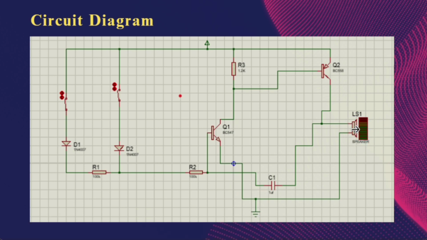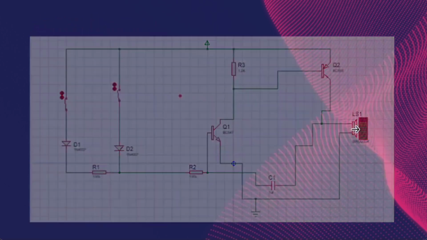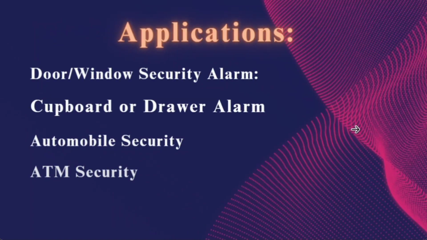So moving forward to the applications of this circuit. First is door or window security alarm. Second is cupboard or drawer alarm. Third is automobile security. Fourth is ATM security. Moving forward to the simulation process and working of the circuit.